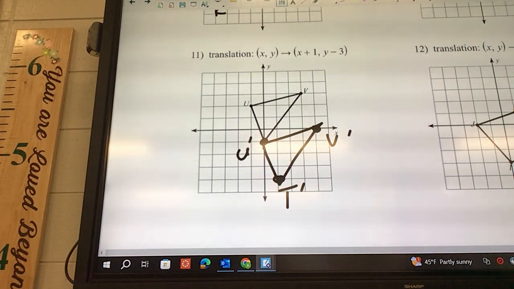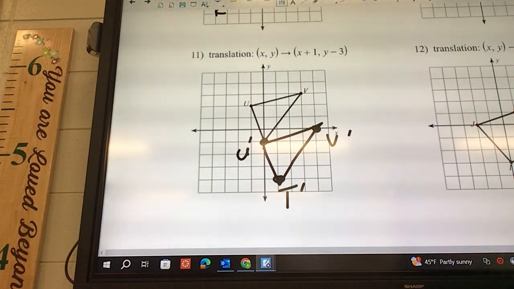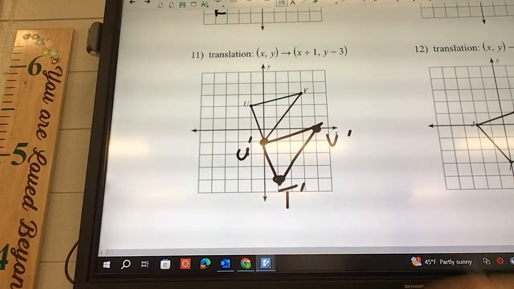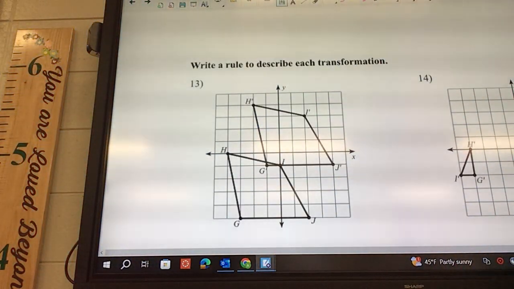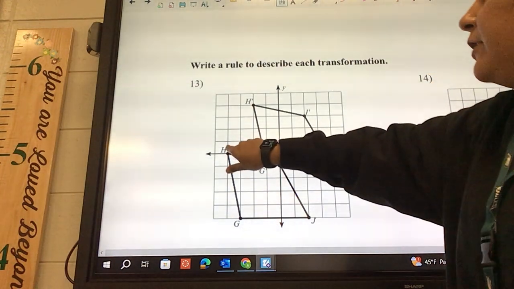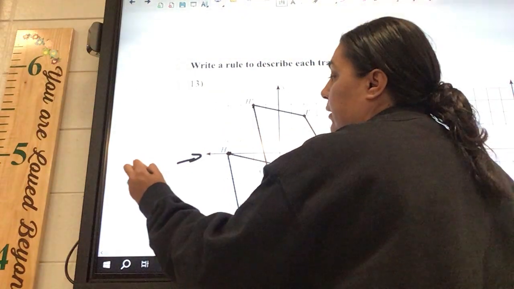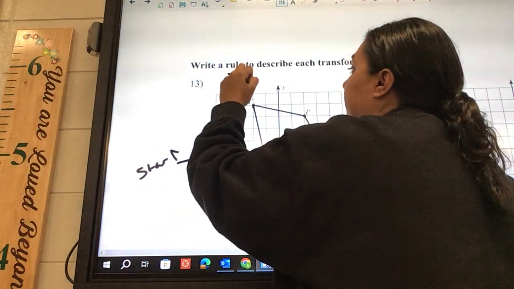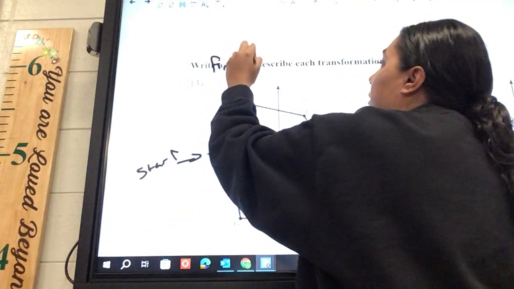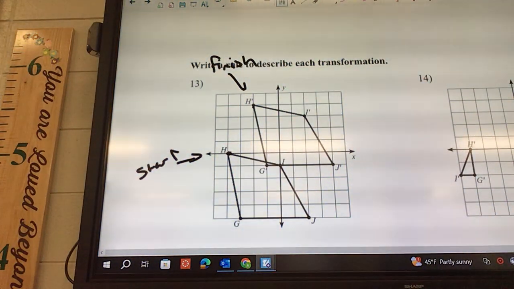Okay, 13. It asks you to write a rule to describe each translation. So they're just asking you to go from the regular letter to the prime. Okay, so if we look, I'm trying to go from here to here. Okay, this is my start and this is my finish. Okay, and we need to find a rule. And it doesn't matter if I start from H, G, I, or J. You just pick one and go from there.